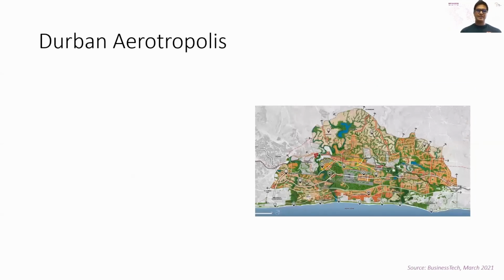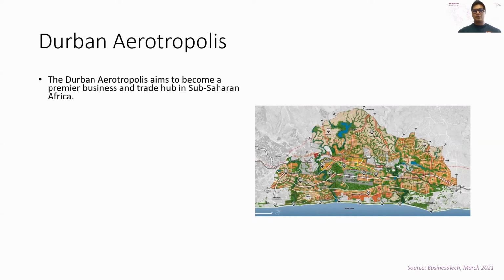The next one is the Durban Aerotropolis. So the Durban Aerotropolis aims to become a premier business and trade hub in sub-Saharan Africa, right? Because, of course, they've got the beautiful coastline. They're not like us here in Gauteng, unfortunately. So it can become an economic booming hub, right? Because there's a lot of opportunities that can be generated because of its favorable location.